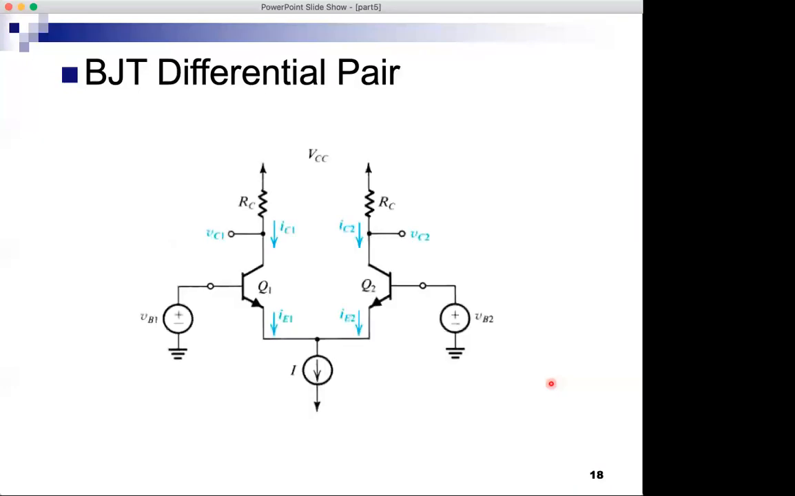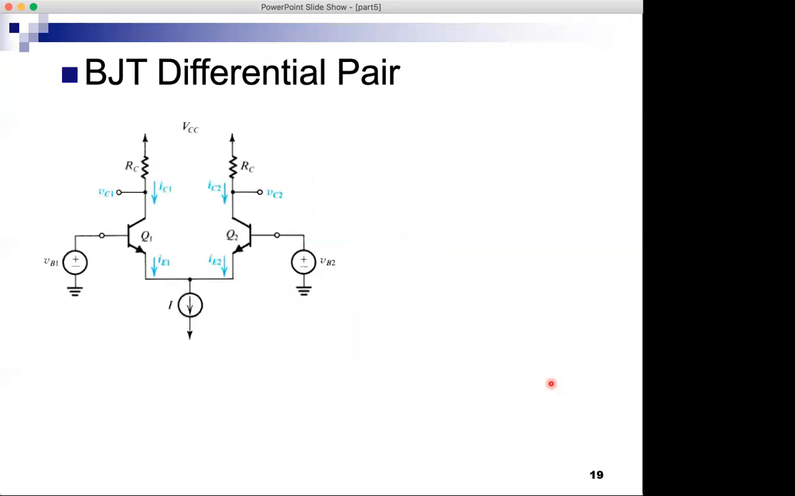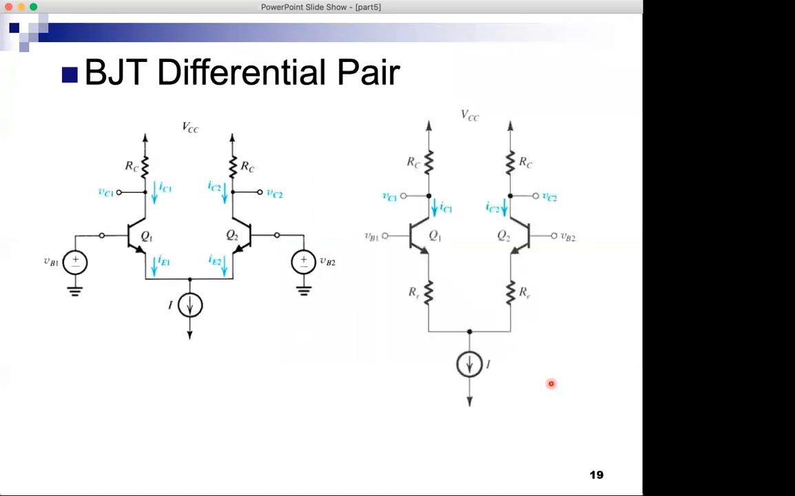And last time we showed that this BJT differential amplifier does in fact reject common mode inputs when the two inputs are equal. And now let's show that it amplifies differential or differences between the two inputs. So again, we do a small signal analysis, and this is what we get.